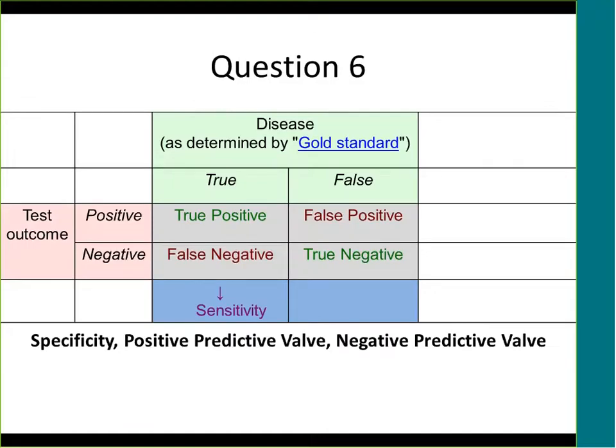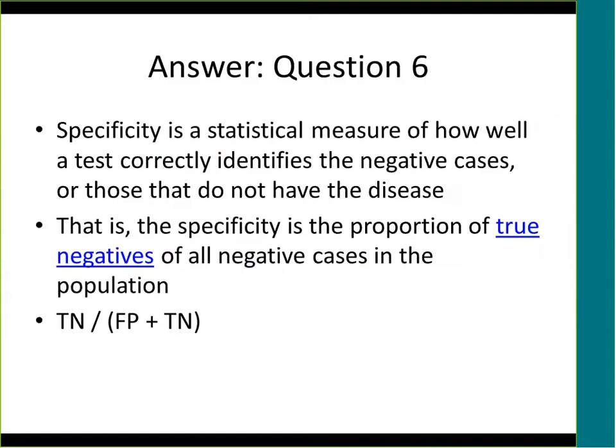So the next thing we're going to calculate is the blue box at the bottom of the right column. And what we want to know is, is this going to be our specificity, positive predictive value, or negative predictive value? And what this calculation is going to be is the true negatives divided by the true negatives plus the false positives, i.e. the proportion of patients that test negative for the disease out of all of those that do not have the disease. And this gives us specificity.